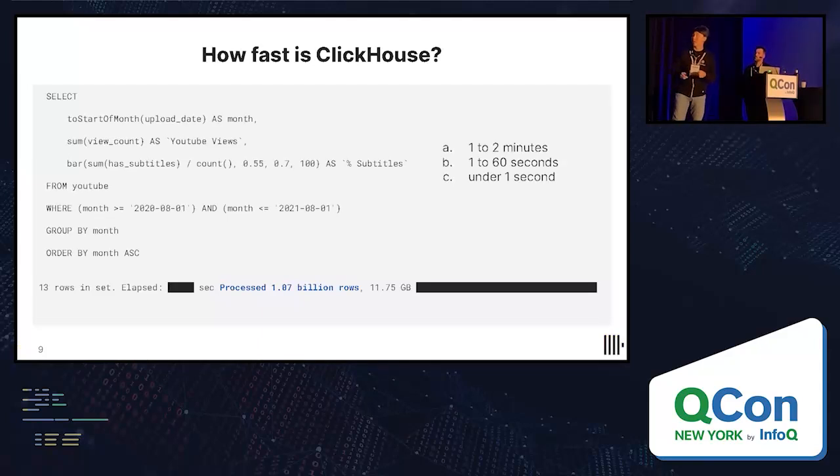Let's take a look at this query. This is a simple SQL query running against a ClickHouse Cloud instance that aggregates all the new videos uploaded between August 2020 and August 2021. It aggregates by month and calculates the sum of the view counts in each month and also the percentage of how many of those videos have subtitles. And the bottom line shows how much data it processed by this query alone. It's more than 1 billion rows processed and more than 11.75 gigabytes of data touched.